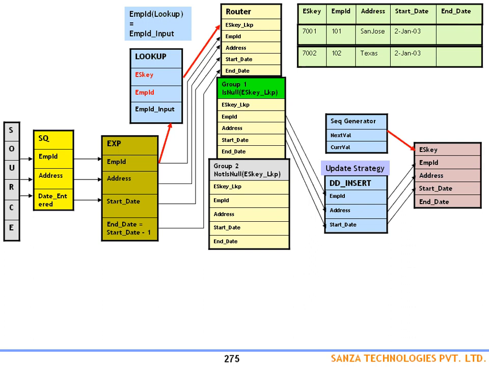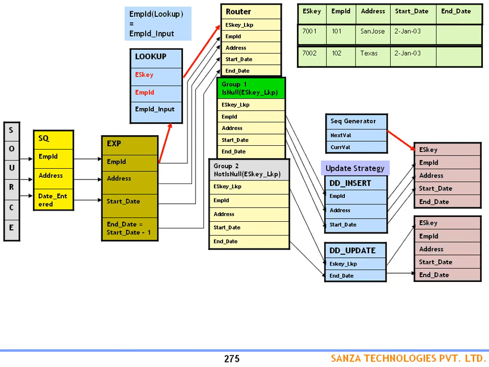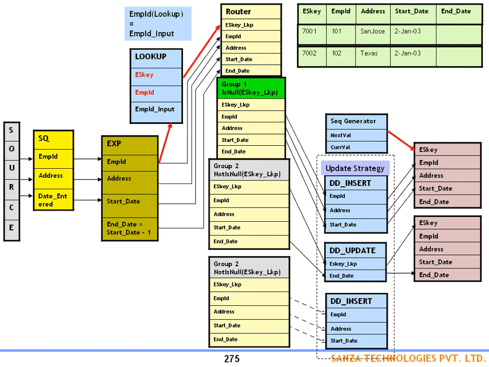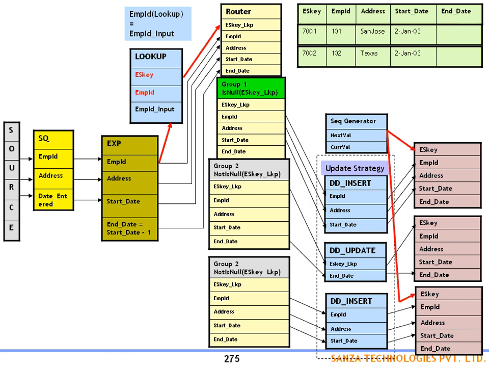Now we need to find if that employee ID exists. One is to update, another is to insert the records. If the record does not exist, the lookup will return null. If the record exists, it will not be null. If it is not null, then the corresponding record's end date should be updated with that employee surrogate key value. And I will use the same router condition, because it is the same condition, so I insert it along with the new number.